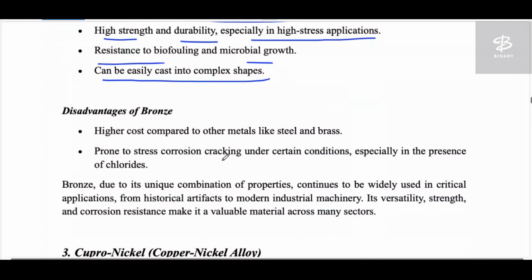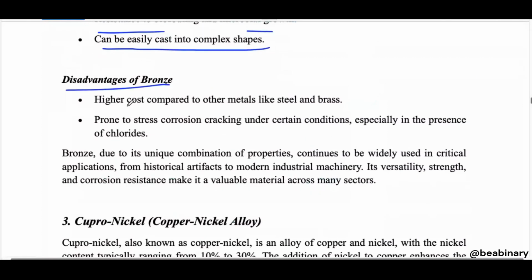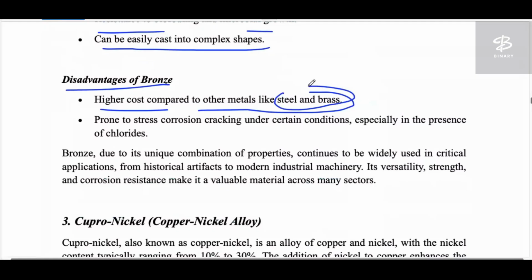Okay. Now, what are the disadvantages? Disadvantages are higher cost compared to other metals like steel and brass. See, the same thing comes here that I was talking about. Everywhere you have seen that it has good corrosion resistance and all that, but what we were not looking into was the cost. It is a higher cost as compared to steel and brass. In steel and brass, though we are not getting that efficient mechanical properties, at the same time they are much cheaper than this particular material, bronze. So all aspects must be taken into consideration.